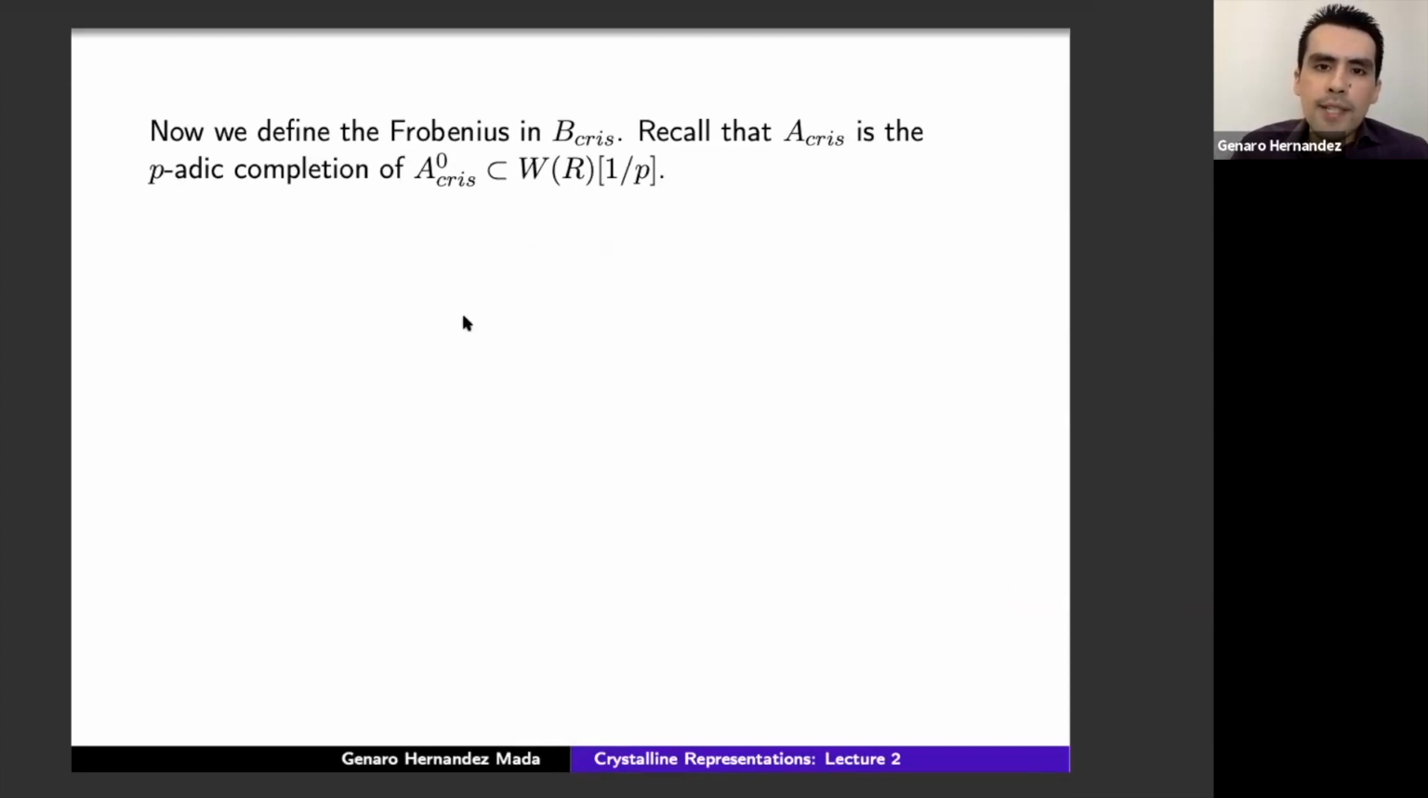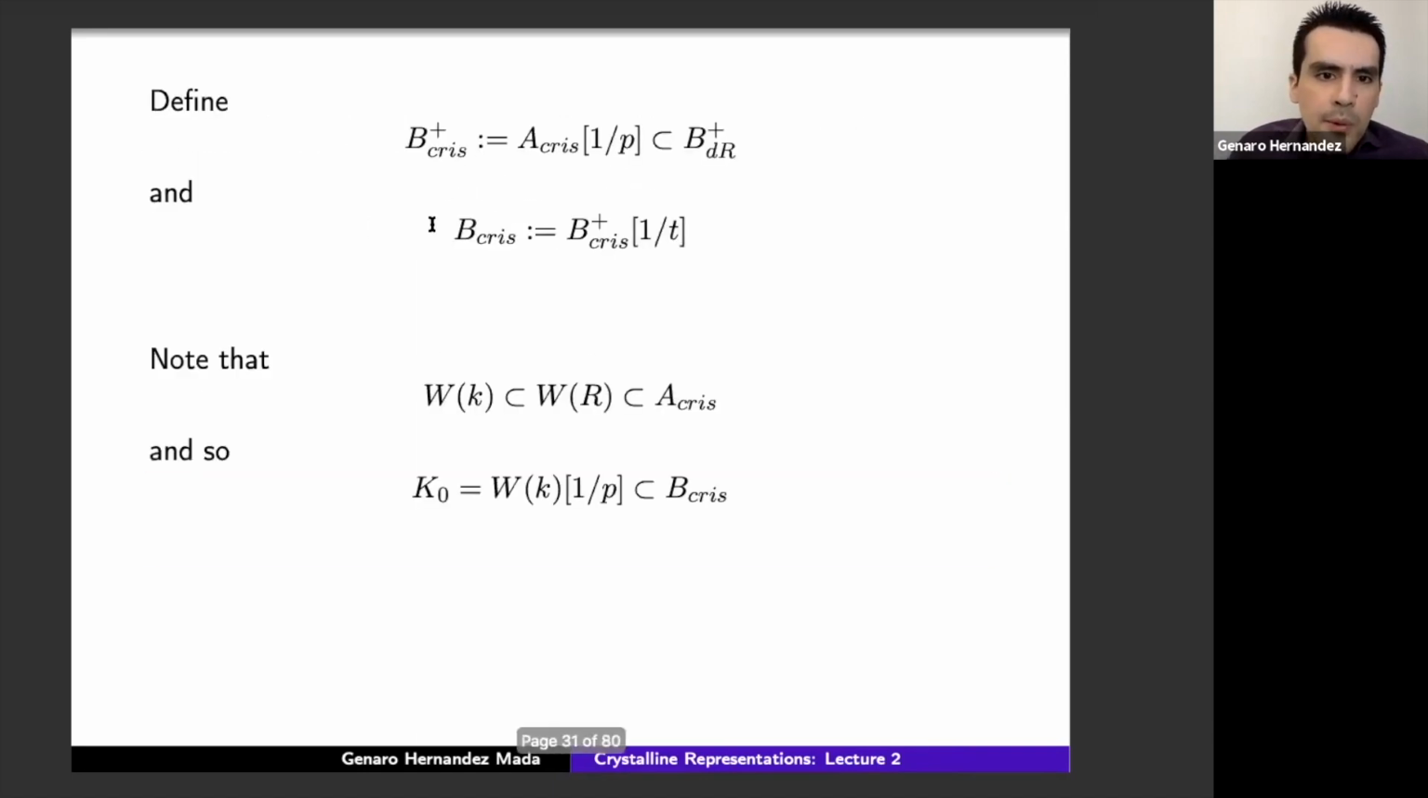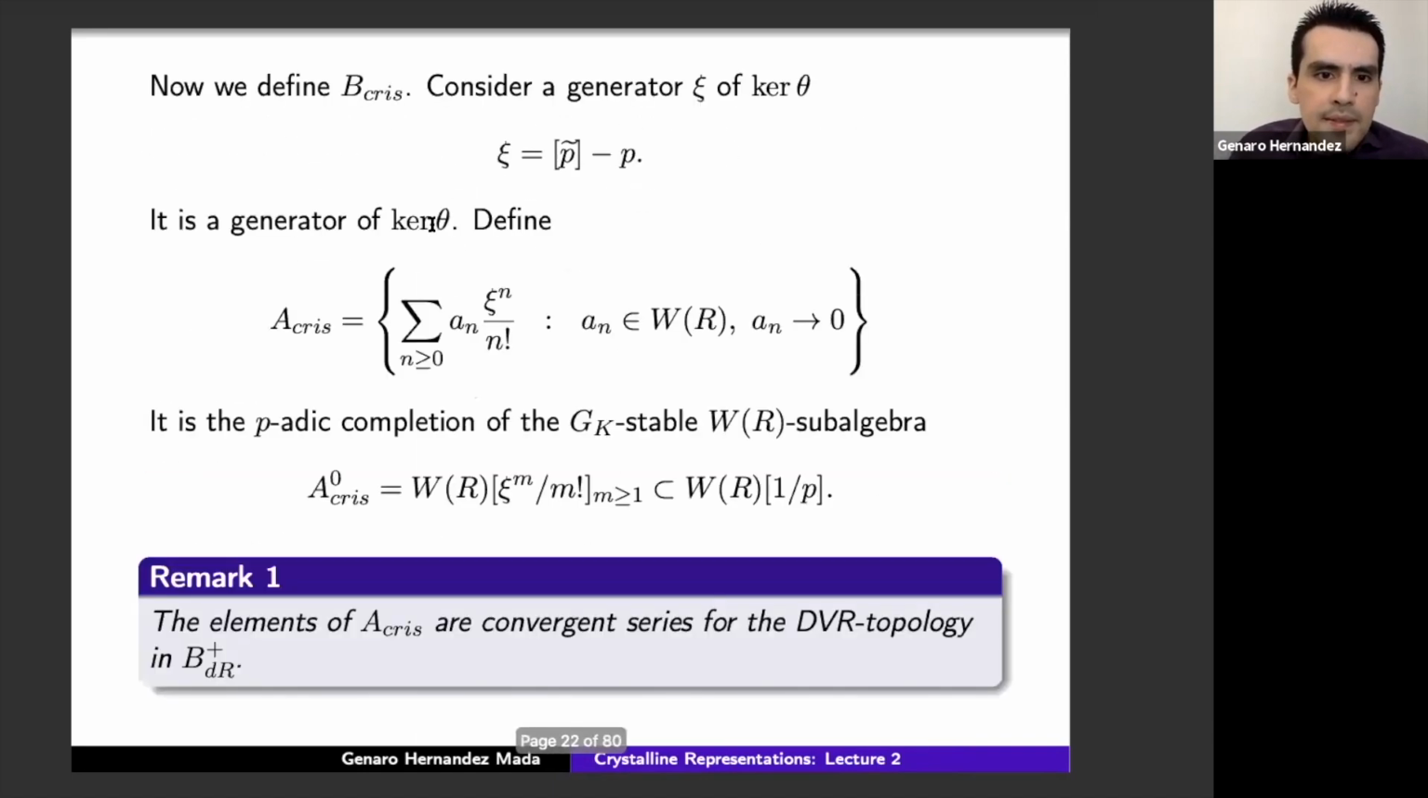So in order to define the Frobenius in B_cris, let's recall that A_cris is the p-adic completion of this. A_cris^0 was this one: the W(R)-algebra generated by the divided powers of this generator of the kernel.